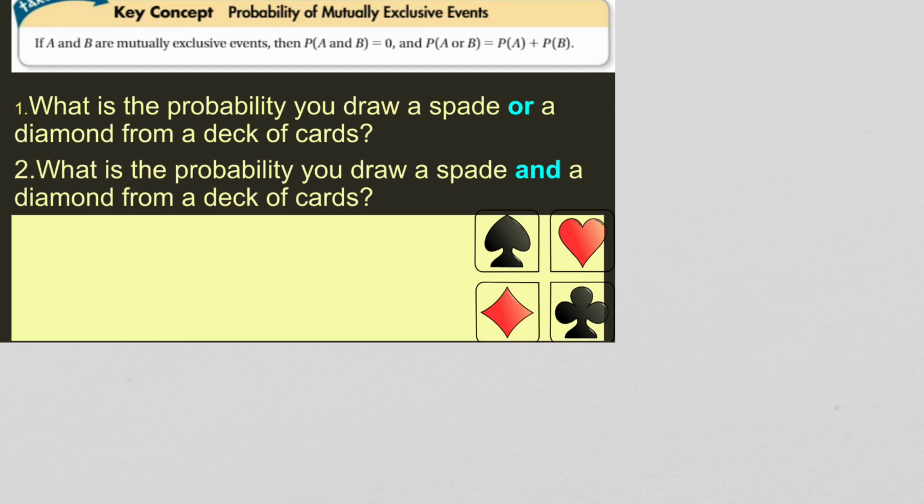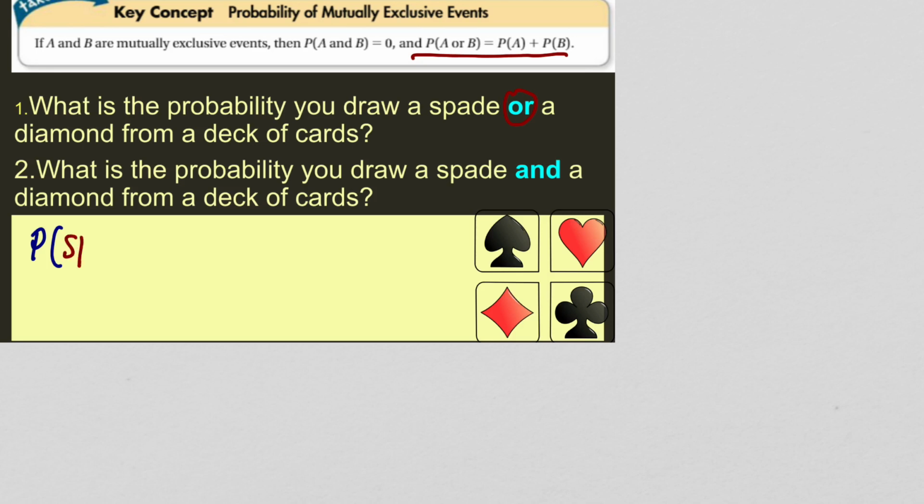All right, so let's look at 2 examples. This is on a deck of cards. So if you don't know what's in a deck of cards, make sure you definitely review that for yourself. So the first one says, what is the probability you draw a spade, or, so there's the word or, a diamond from a deck of cards. So because it has the word or, I'm going to be following this formula up here. I'm going to find the probability of both events and then add them together.